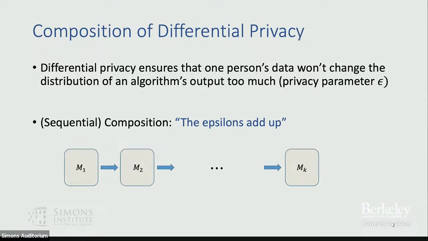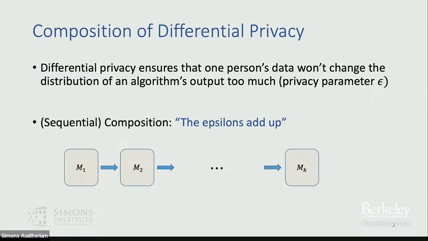And for composition, this is a very basic and very nice property of differential privacy. It says, suppose we have k mechanisms, and each mechanism is epsilon differentially private. Suppose we run them sequentially, then the overall privacy loss for the whole system is going to be k times epsilon, which means the epsilons just add up. This is a very nice property because it allows us to design a complex DP mechanism by combining several building blocks.